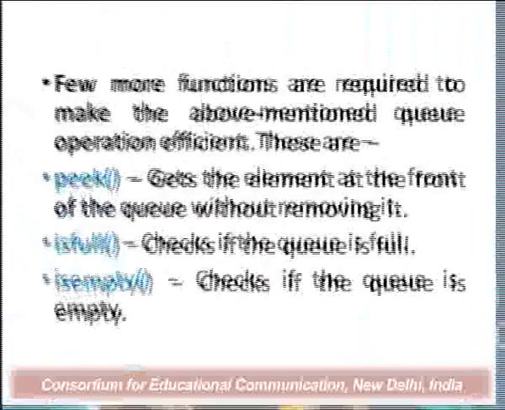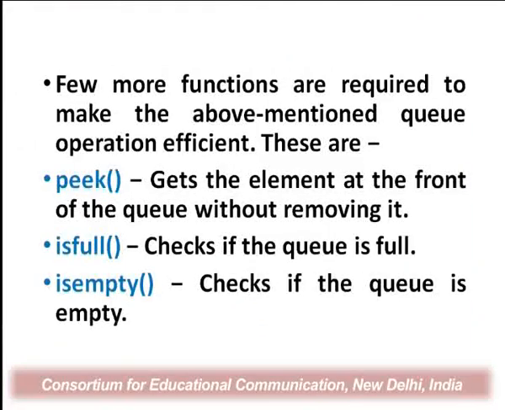Another subordinate operation which is required is is full, to check whether the queue is full or not. If the queue is full, then you won't be able to NQ any element into it. Another operation which is required is is empty, which checks if the queue is empty. If the queue is empty, we will not be able to take out any element from it. So, is full and is empty both return bool values.